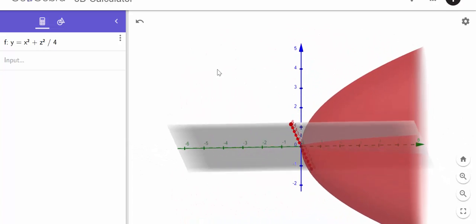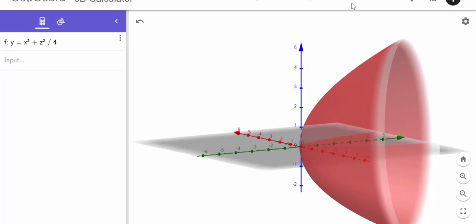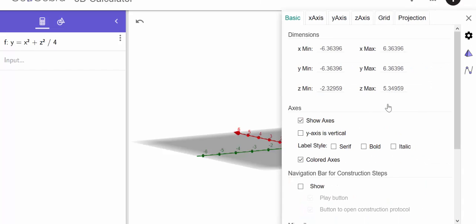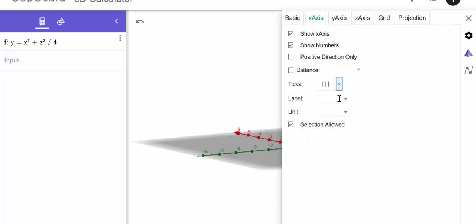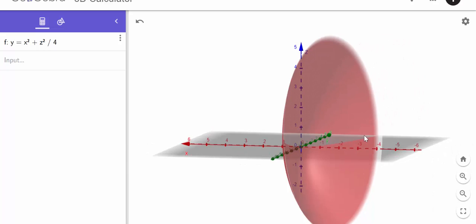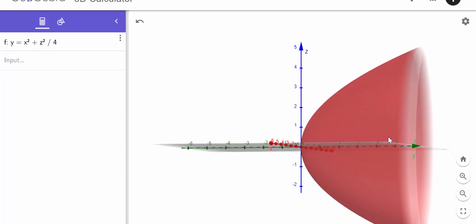Now we can turn on axis on this, or we can turn on labels. Notice I can go over here to settings, the gear tool, and do settings, and I can name the axis. So I've got the x-axis, I can label it X. Got the y-axis, I can label it Y. And the z-axis, I can label it Z. Okay, and see there, now they've got the labels on them. Okay, there's the z-axis.